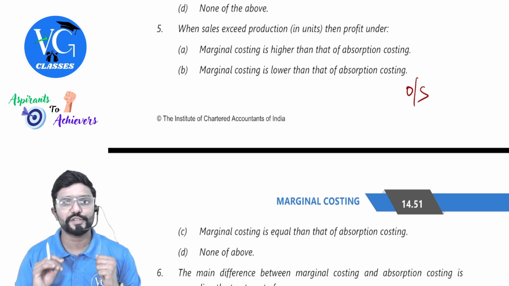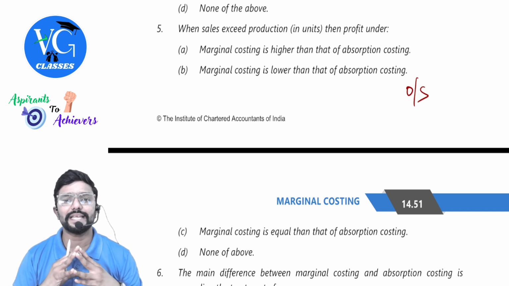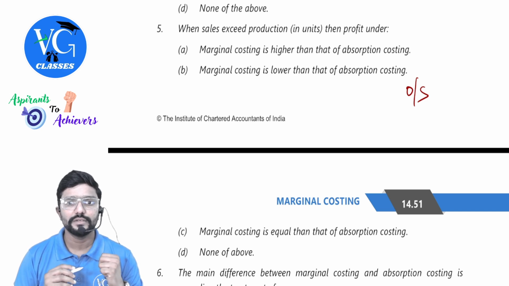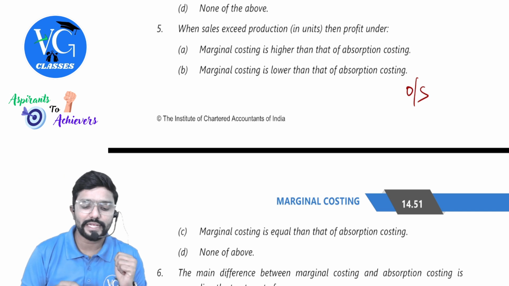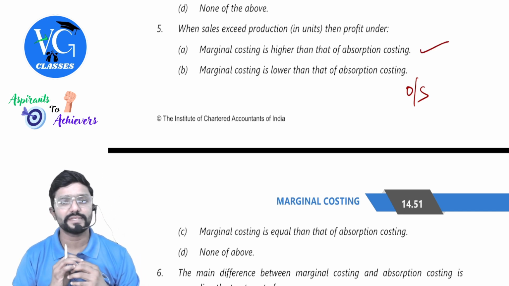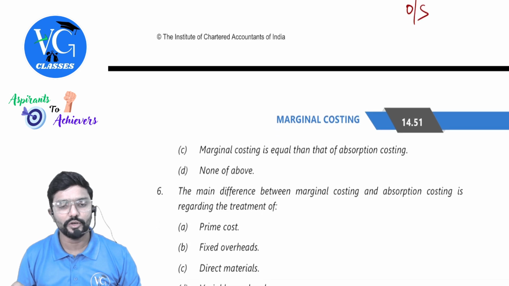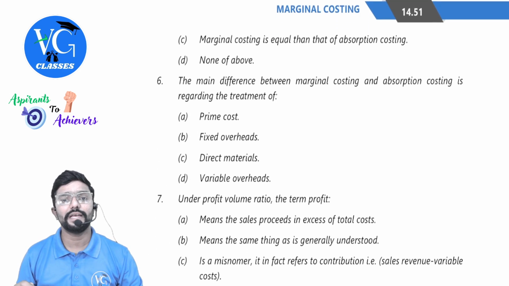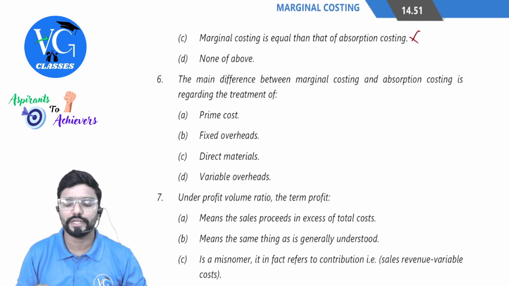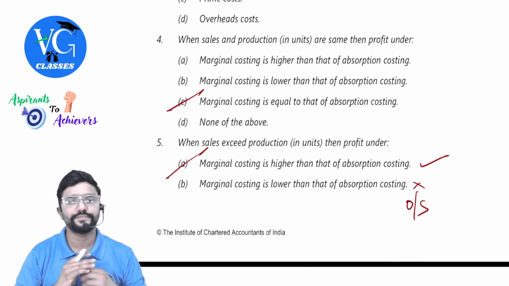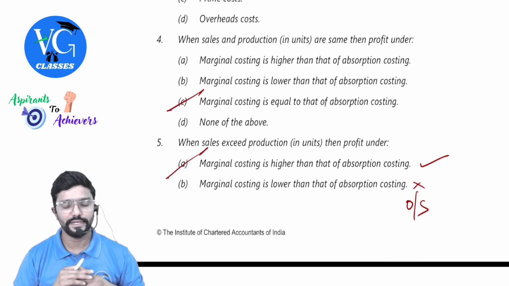Options, guys. Marginal costing profit is higher than that of absorption costing. Yeah, so they're asking about profit. This seems to be correct, but let us check. Marginal costing is lower than the absorption costing? No. Marginal costing is equal to that of absorption costing? No. None of the above? No. So the answer is A. The answer is A, guys.